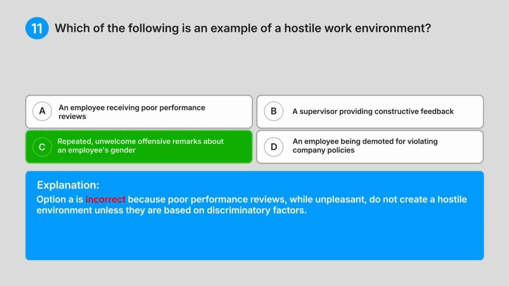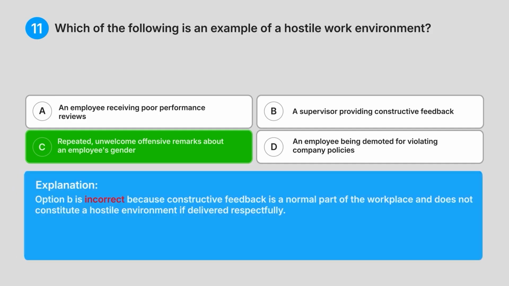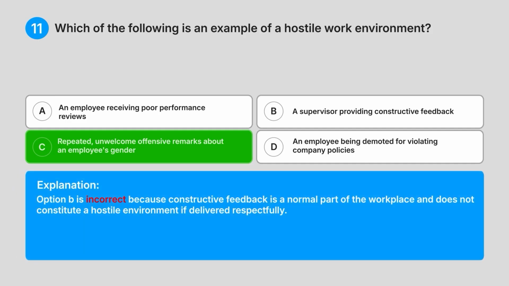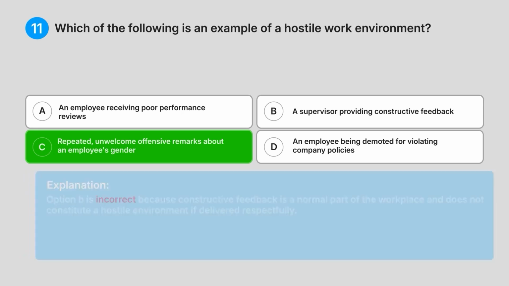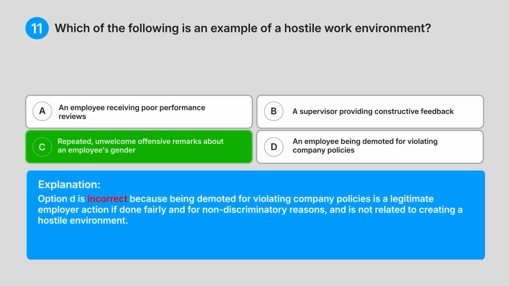Option A is incorrect because poor performance reviews, while unpleasant, do not create a hostile environment unless they are based on discriminatory factors. Option B is incorrect because constructive feedback is a normal part of the workplace and does not constitute a hostile environment if delivered respectfully. Option D is incorrect because being demoted for violating company policies is a legitimate employer action if done fairly and for non-discriminatory reasons, and is not related to creating a hostile environment.